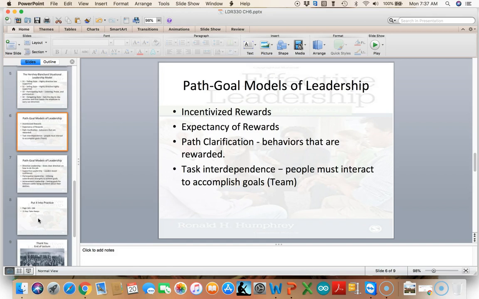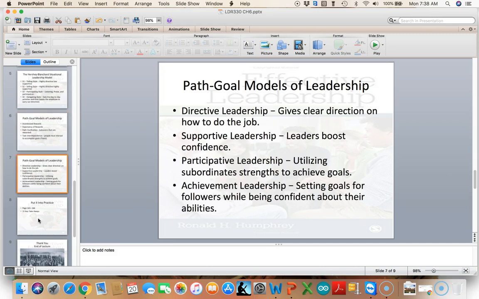Path goal models of leadership include incentivized rewards, expectancy of rewards, path clarification, behaviors that are rewarded, and task interdependence. People must interact to accomplish goals, and this is being part of a team. Directive leadership gives clear direction on how to do the job. Supportive leadership boosts the confidence of the participants in achieving things that they didn't think that they could do themselves. Participative leadership, as we spoke about before, is becoming a member of the team and guiding it forward. Achievement leadership is setting goals for the followers while being confident about their abilities.